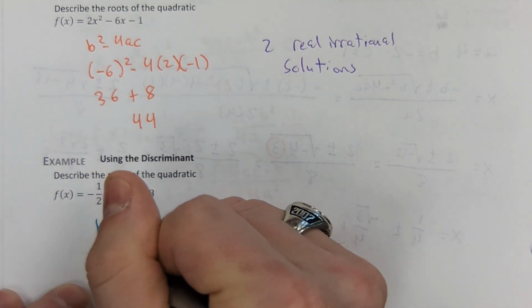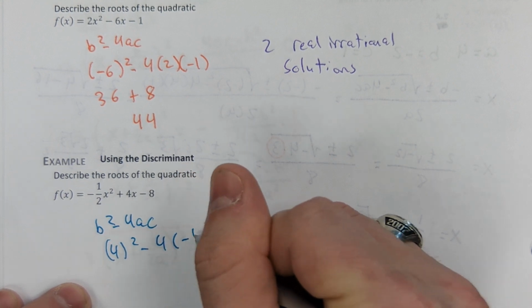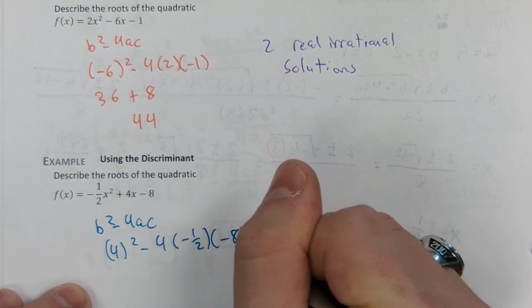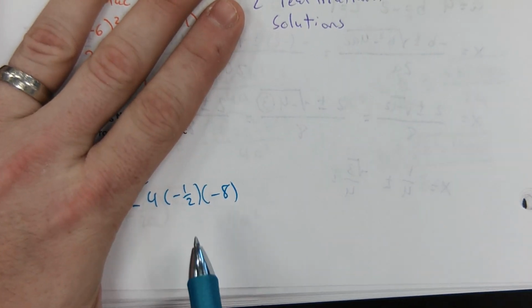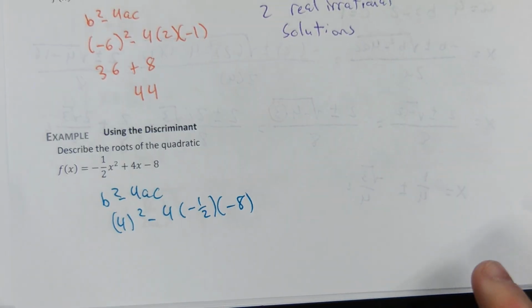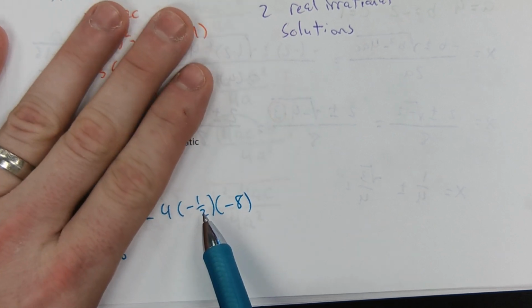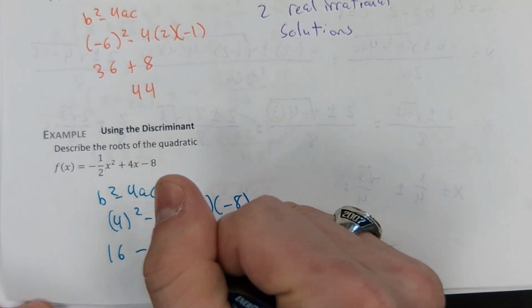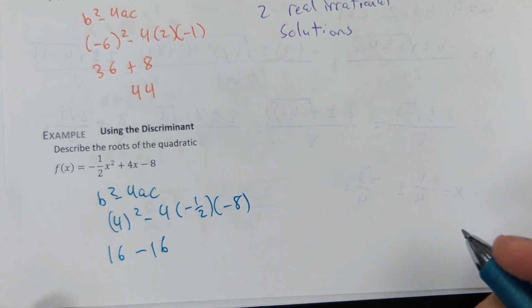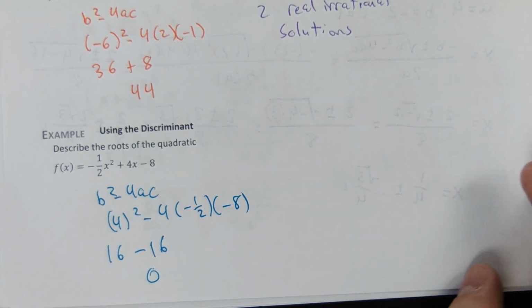Let's see what we get. 4 squared, negative 4 times negative 1/2 times negative 8. Watch out! That's the product of 3 negative numbers. This result will be negative. Let's see. Negative 4 times negative 1/2 is positive 2, and 2 times negative 8 is negative 16. Oh ho. My discriminant equals 0.